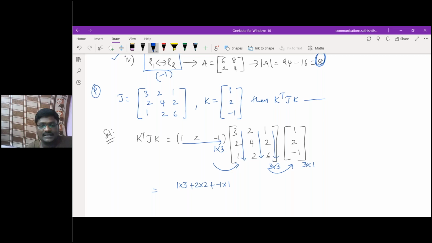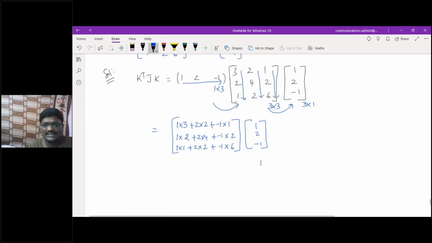Next, this row again with the next column: 1 into 2 plus 2 into 4 plus minus 1 into 2. Then the last column: 1 into 1 plus 2 into 2 plus minus 1 into 6. Then last will be 1, 2, minus 1. What is the resultant for that?